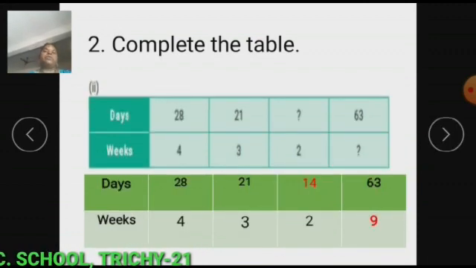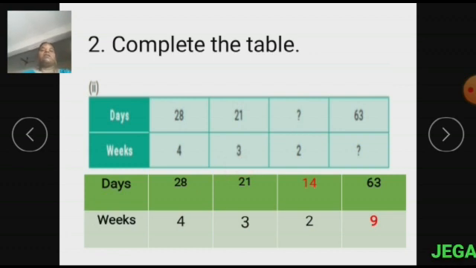Subdivision 2. The values are given in this table. The values are given in 7 multiples. In this table, days and weeks are given. Days in 7 multiples. So 7 days equal to 1 week. So here 28 days equal to 4 weeks. 21 days equal to 3 weeks and dash days equal to 2 weeks. 63 days equal to dash weeks.